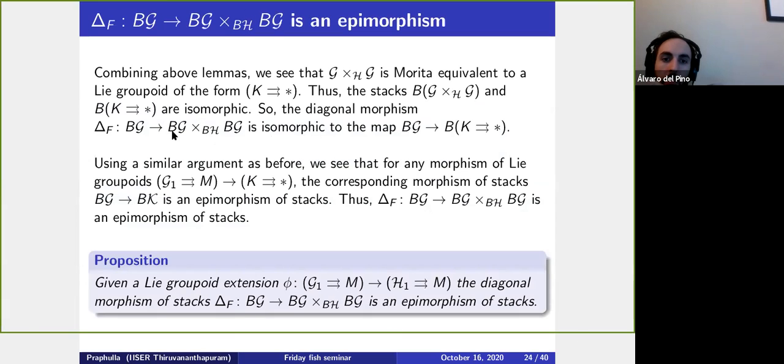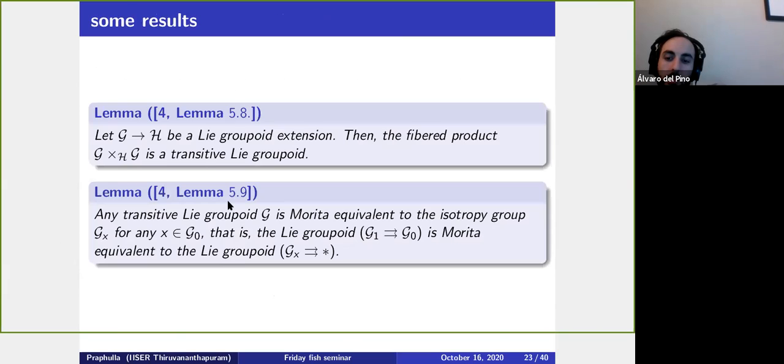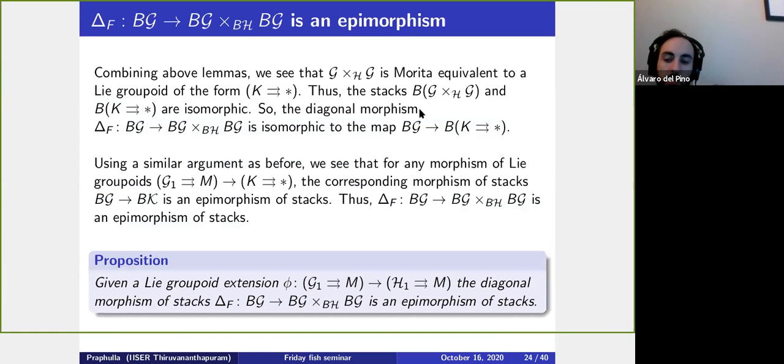So by the same reason as before, we can prove that the diagonal morphism is also an epimorphism. For that, I need to use an alternate description of the stack BG, and then the result that says the construction of BG is given by the unit embedding, then the stackification of the associated pre-stack. So I need to use this result. That proves that this diagonal morphism is an epimorphism.